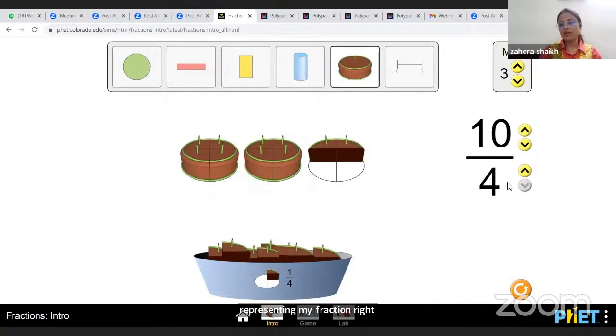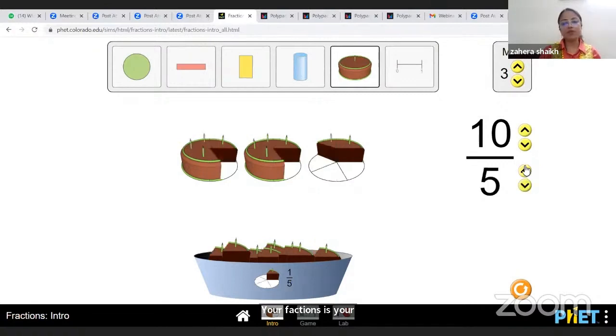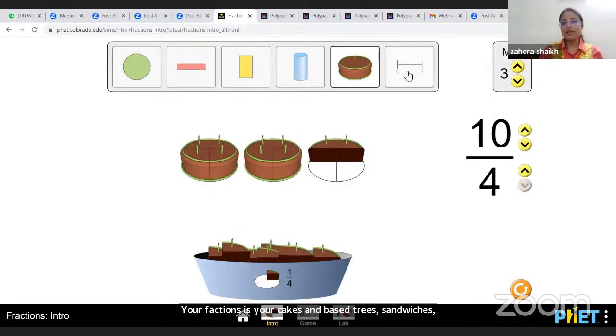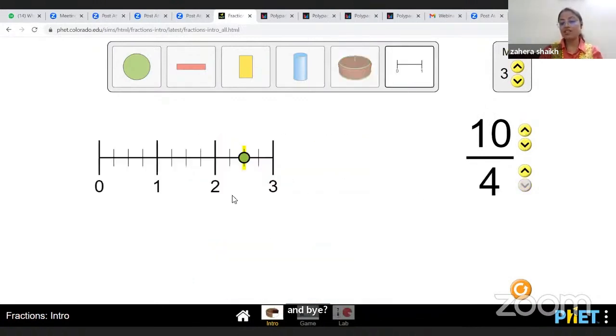Okay, now the most classic example that we give while teaching fractions is cakes and pastries, sandwiches, and pizzas, right? Now I can represent my fraction using a number line as well. So where exactly does this 10 by 4 lie? So I can see that 10 by 4 is here, somewhere here.